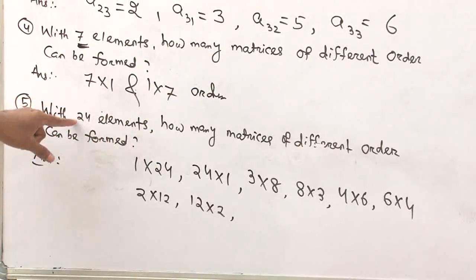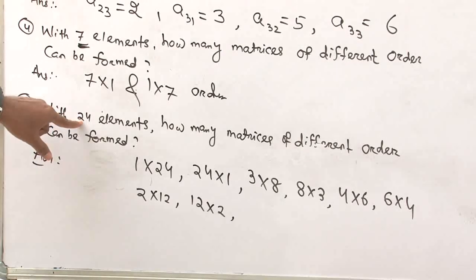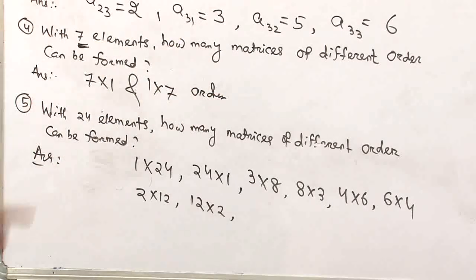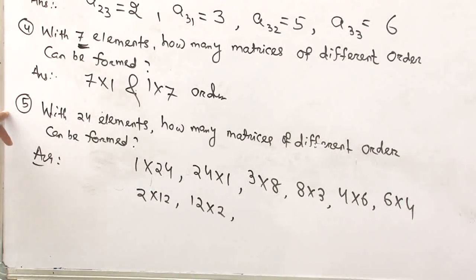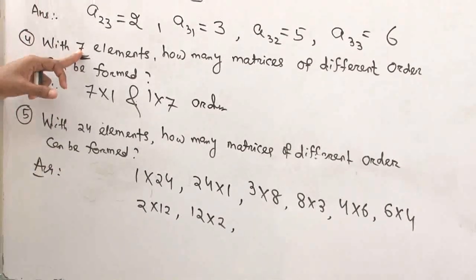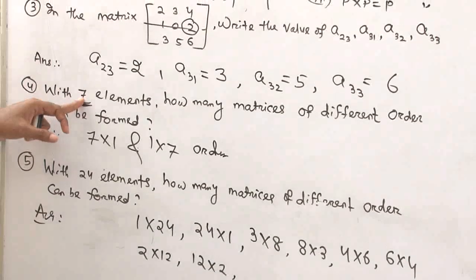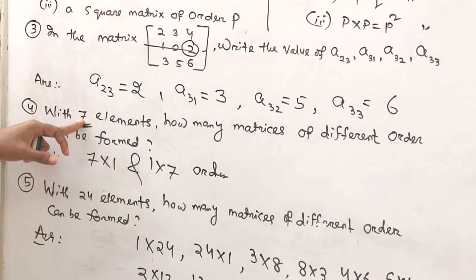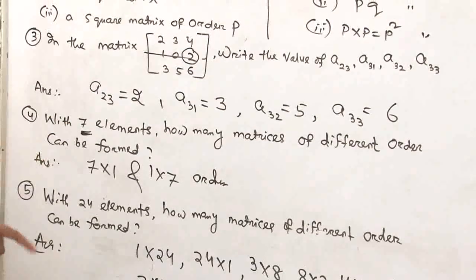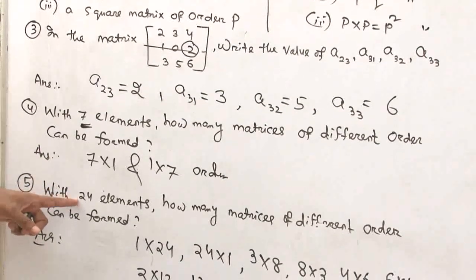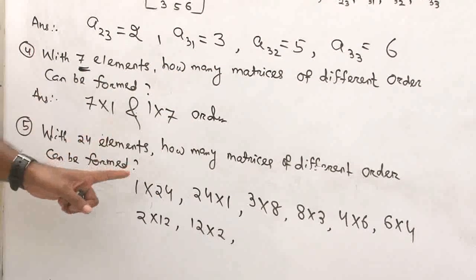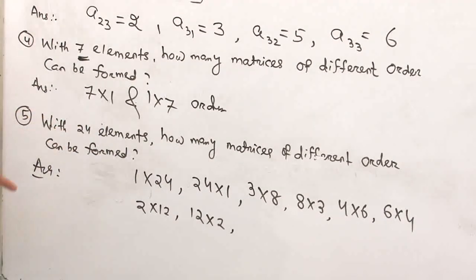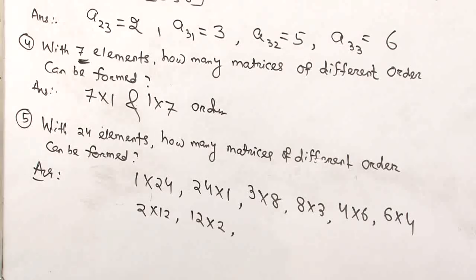So every number of elements can be factorized to form different order matrices. So here is the solution of question number 5. But in the case of a prime number, only 2 orders can be formed. In the case of other numbers, we will say composite numbers, the orders come from the factorized form of the number.